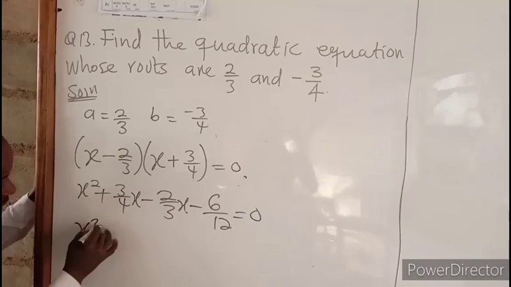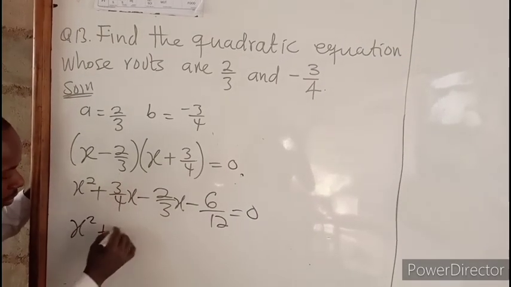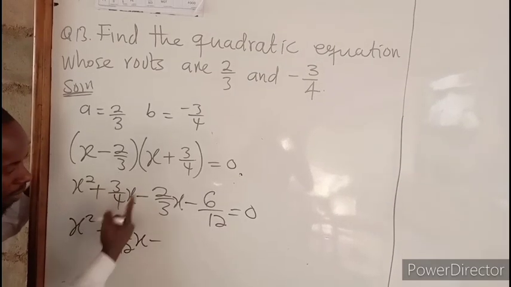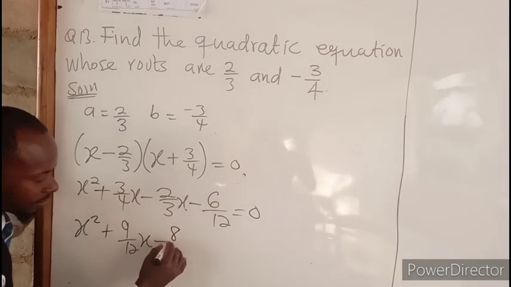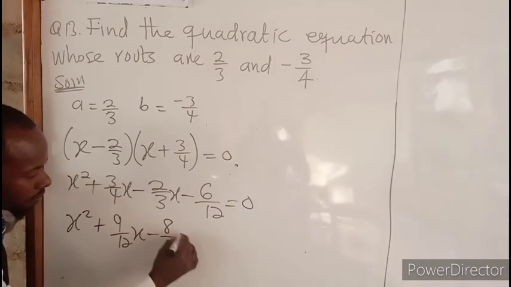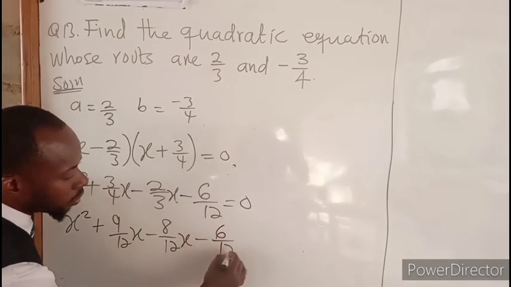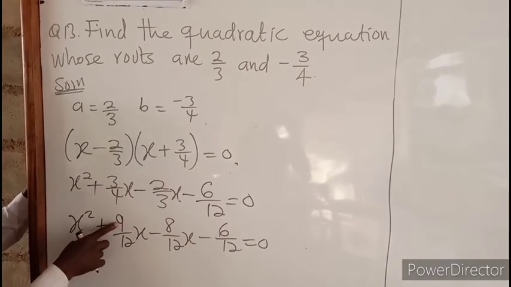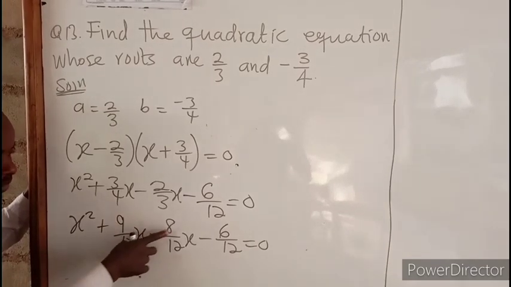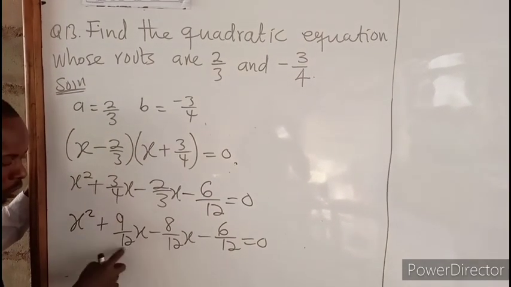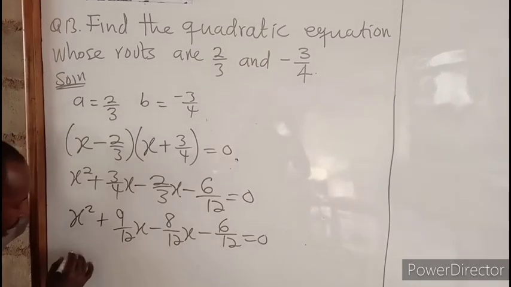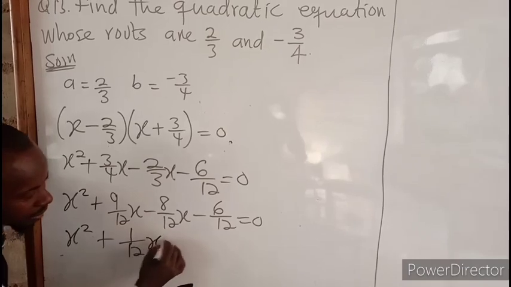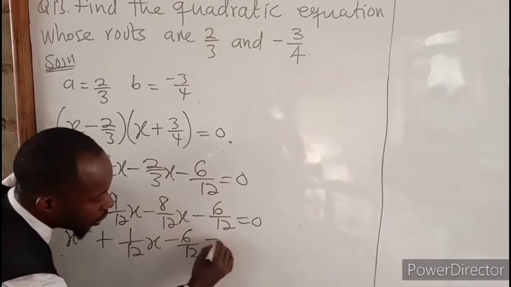So let's compute this, knowing that 3 will multiply this and this. So we're having x squared plus 3 times this will be 9. 3 times this will be 12x minus 4 will multiply to give us 8. 4 times this will be 12. X minus 6 on 12 equals what? 0. You can see we have a like terms to take. Negative, positive 9 minus 8. That will be 1 because we have the same denominator. So we're having x squared plus 1 over 12x minus 6 over 12 equals what?